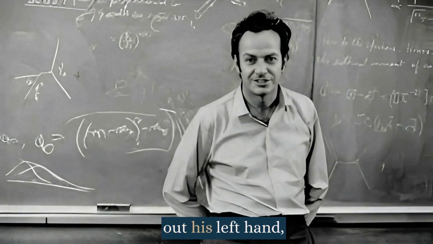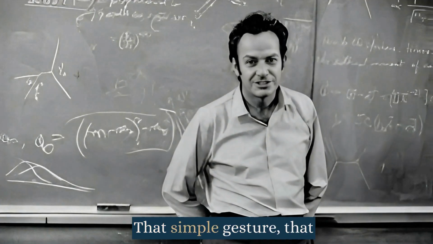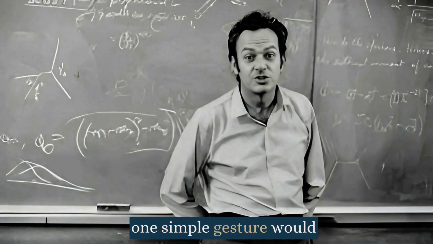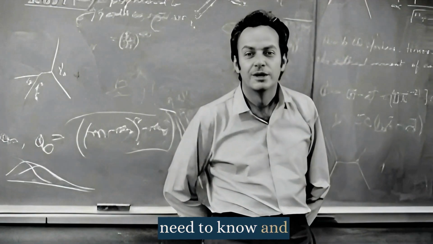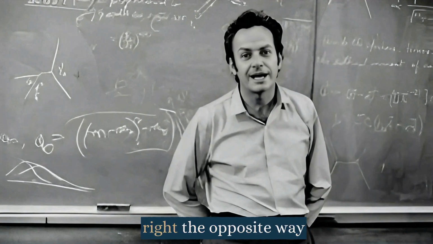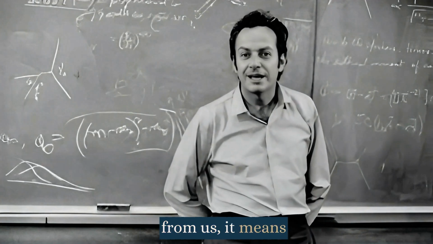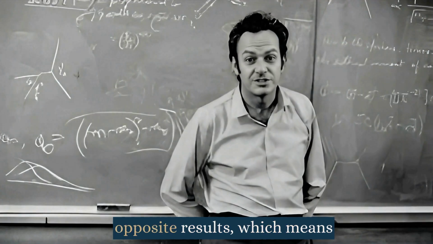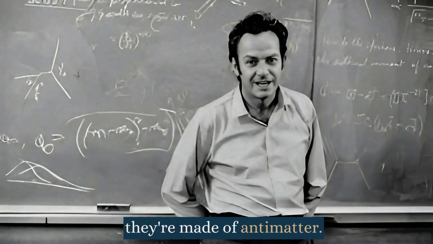Well, if he puts out his left hand, watch out. That simple gesture, that one simple gesture would tell us everything we need to know and give us just enough time to get away. Because if they're using right the opposite way from us, it means our physics experiments gave opposite results, which means they're made of antimatter.